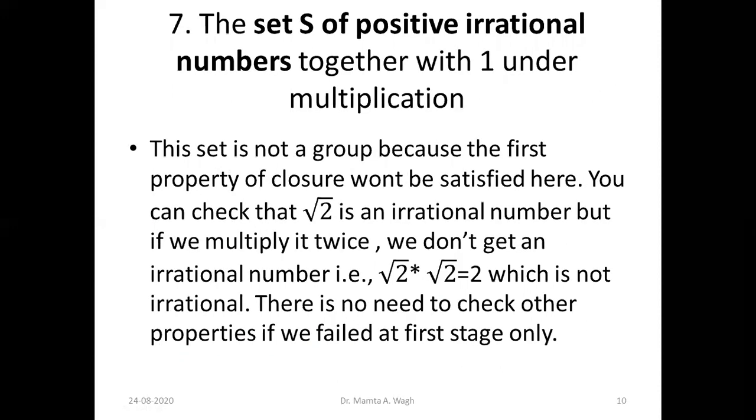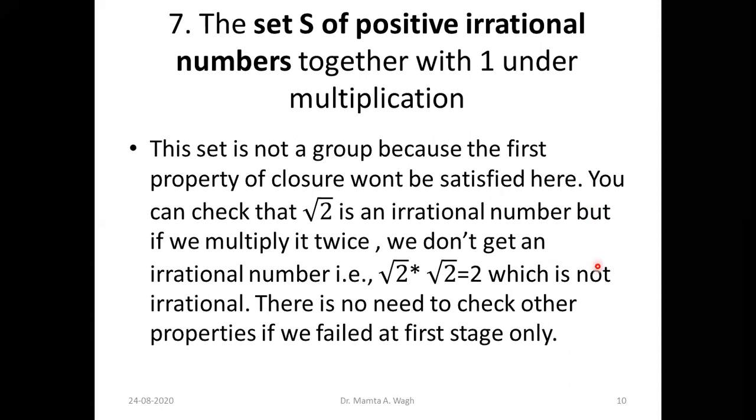Next is this example, the set S of positive irrational numbers together with 1 under multiplication. What you are taking? The positive irrational numbers, and 1 is also there, and the operation is multiplication. So this set is not a group because the first property of closure won't be satisfied here. First of all, we have to check the closure property. You are taking two positive irrational numbers and multiplying them, then you should get a positive irrational number as a result if the closure property is satisfied.